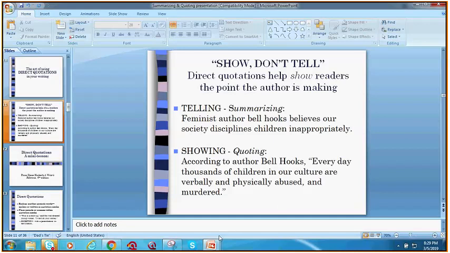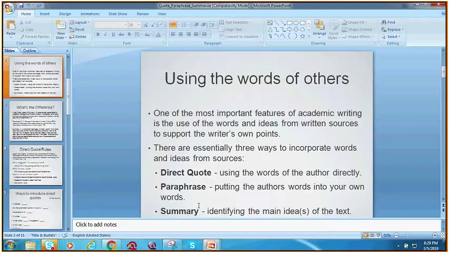Yes. So I just want to show you one slide again. Can you see it? Yes, sir. Using the words of others. One of the most important features of academic writing is the use of the words and ideas from written sources to support the writer's own points. There are essentially three ways to incorporate words and ideas from sources. Direct quote, using the words of the author directly. Paraphrase, putting the author's words into your own words. And summary, identifying the main ideas of the text.